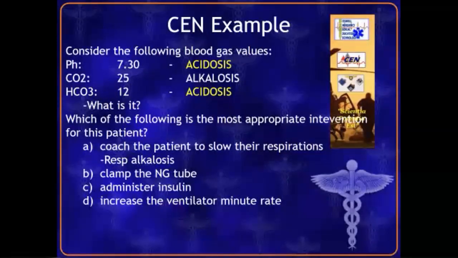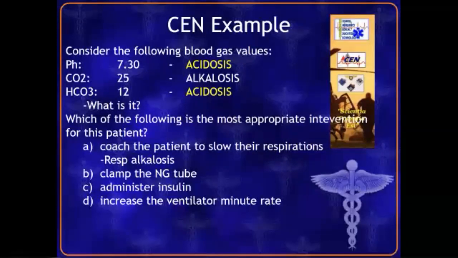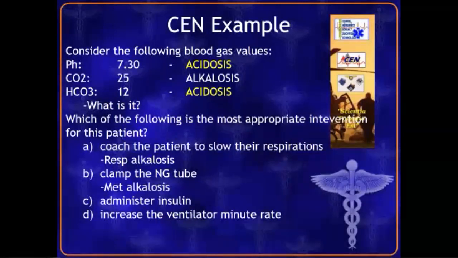Looking at answer B, clamp the NG tube. Okay, that's probably a metabolic intervention, but let's remember about the clinical scenarios. Who was the person having a metabolic problem that was having too much something taken out of their upper GI tract? That was the metabolic alkalosis, either from the profound vomiting or the too much NG tube suction. So I've just proven why answer B is wrong, because B would be for a metabolic alkalosis, and we're in a metabolic acidosis. Okay. How about C, giving insulin? Yeah, that's probably the right answer, because insulin would be given to the patient in DKA, and DKA is one of our metabolic acidosis conditions.